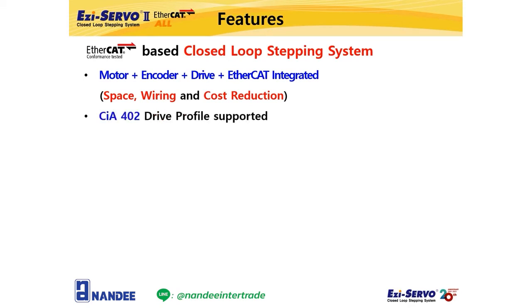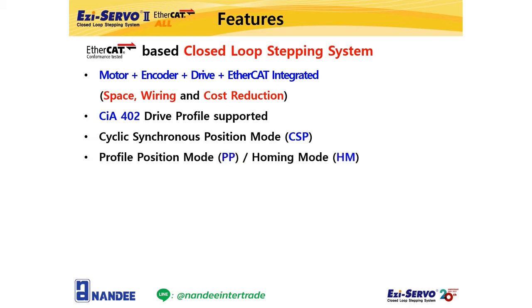It supports CIA402 drive profile, a standard profile for drive motion control. It supports CSP mode that controls the position of the slave, by receiving the target position from the master every cycle. And profile position mode, which is a general point-to-point movement command, and homing mode, which is an origin search command. Also, the minimum cycle time is 0.25 milliseconds.